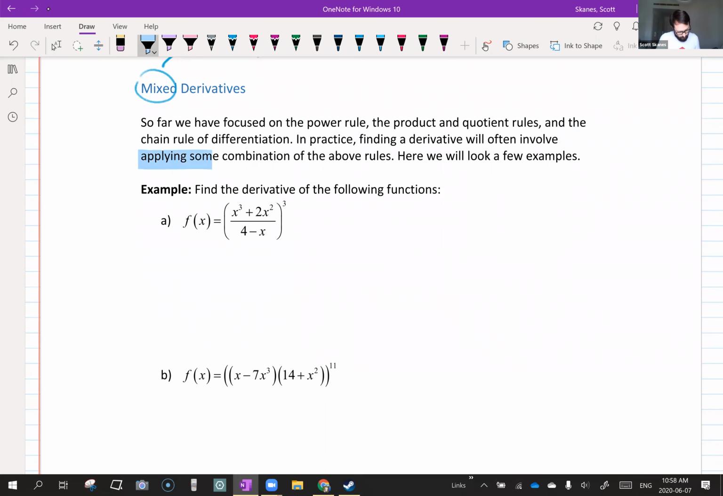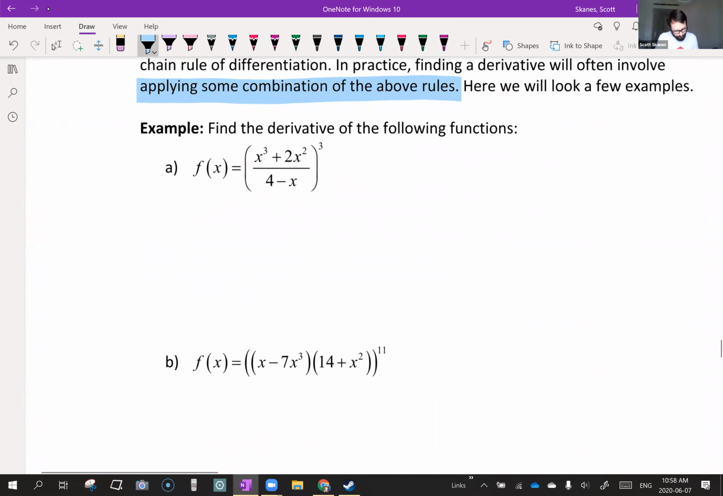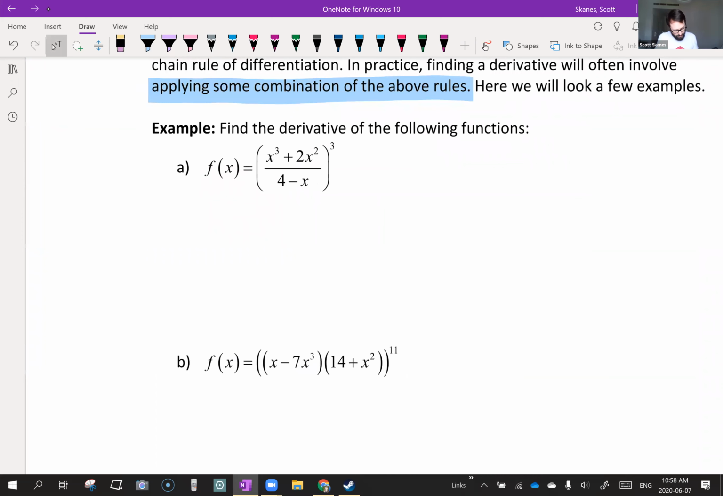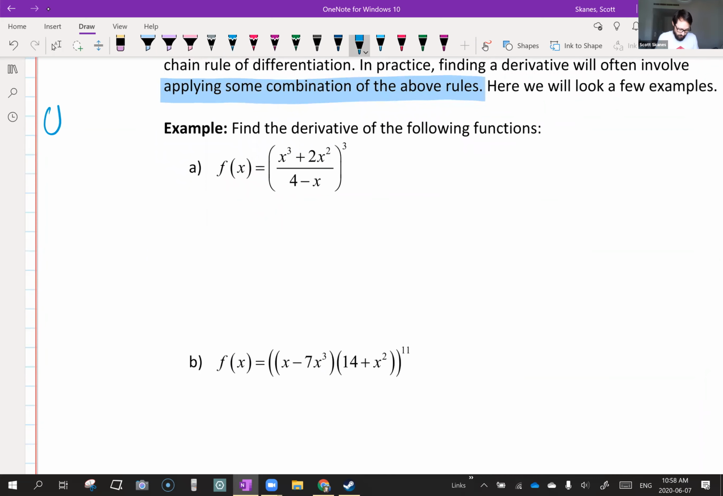So we're applying combinations of the above rules. Let's look at this and see what we need to apply. So right away, I definitely see a chain rule. And the reason I know it's a chain rule is because I see it's y equals x cubed form. I also see that it's quotient rule. The reason I know it's a quotient rule is because I see a fraction.